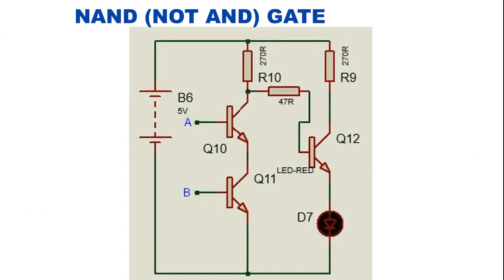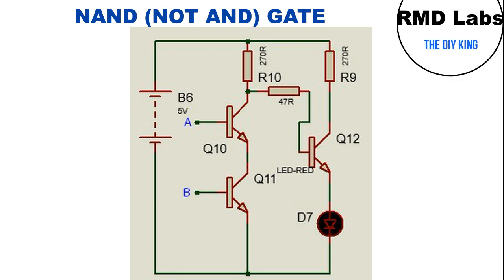NAND gate. As with the OR gate, an inversion of the AND gate is called a NAND gate, or simply not AND. Can you predict what the NAND's truth table will look like? Let us give you a minute to think, and leave us your sincere answers in the comment section whether you got it right or wrong.